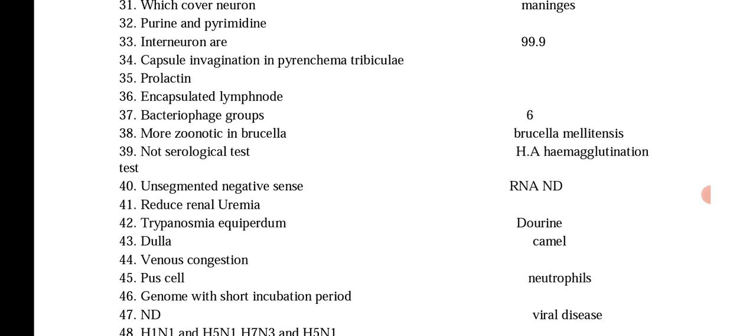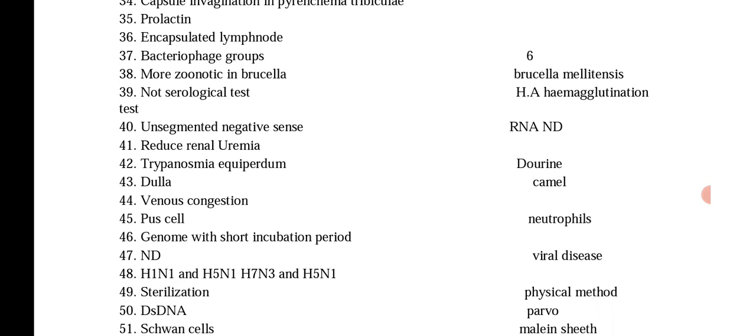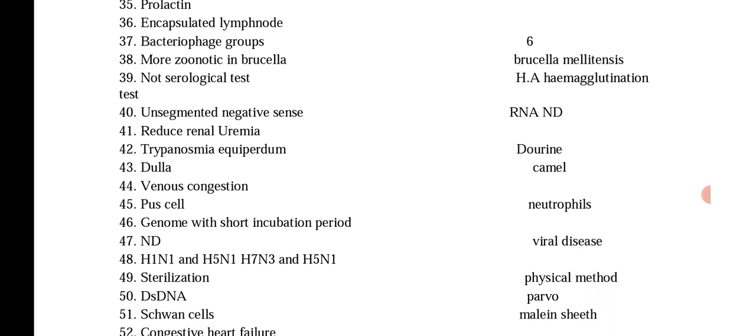Unsegmented negative sense is RNA. Newcastle disease virus is an unsegmented negative-sense RNA virus. Reduced renal uremia, don't know. Dourine disease is caused by Trypanosoma equiperdum.